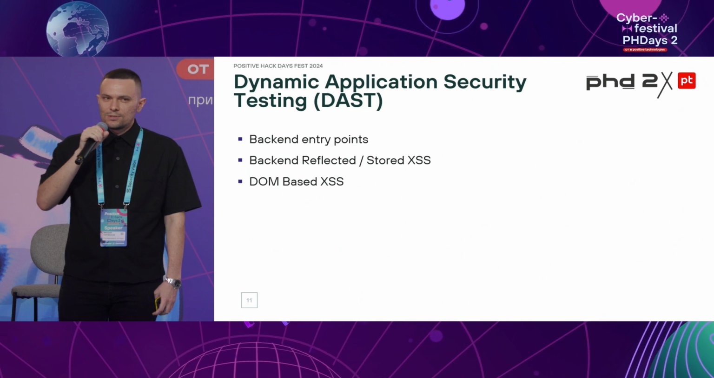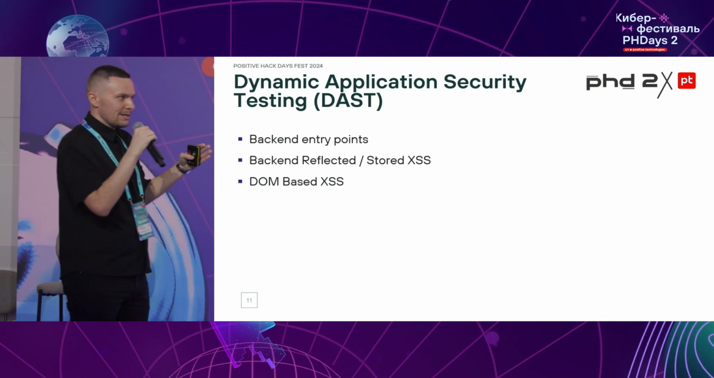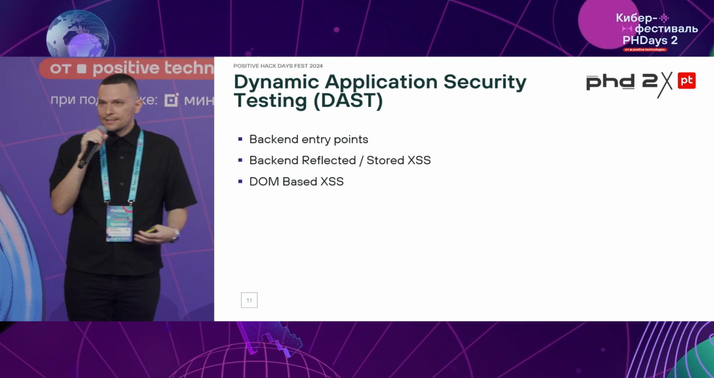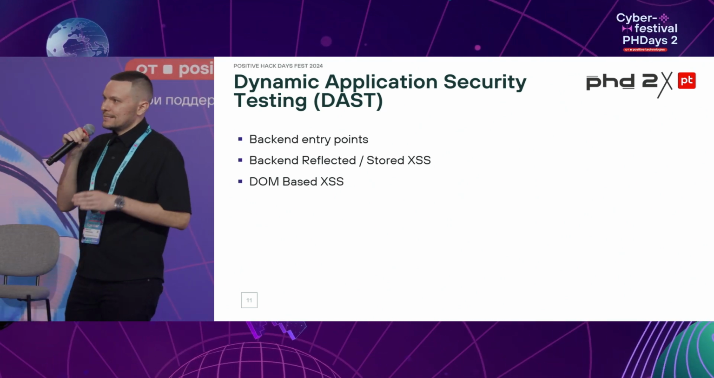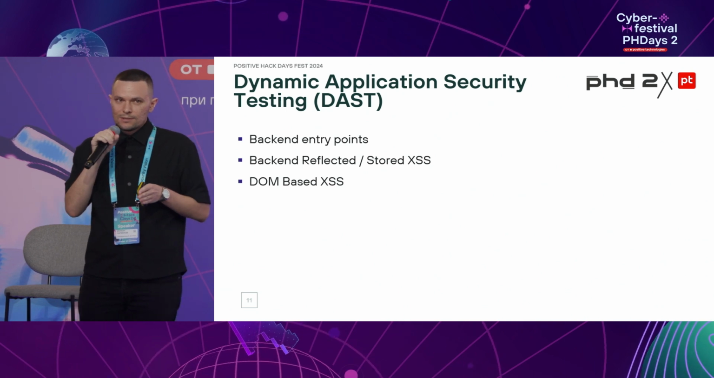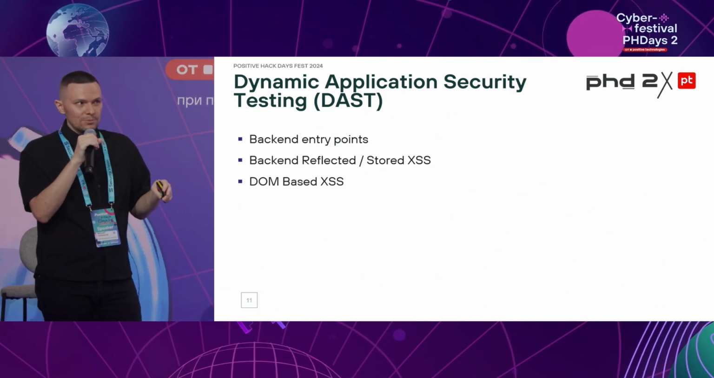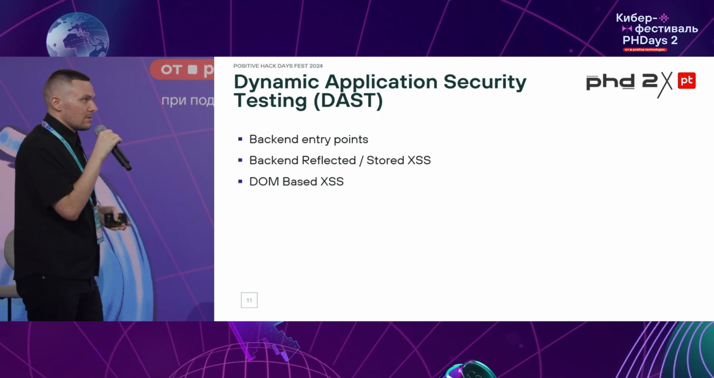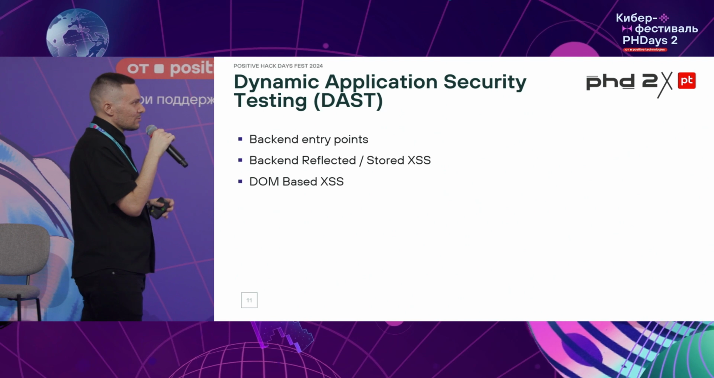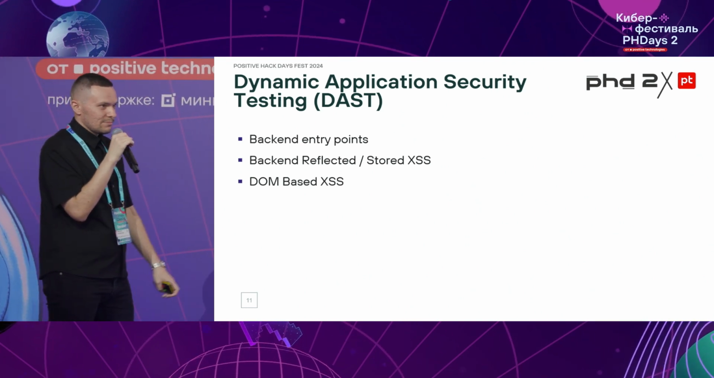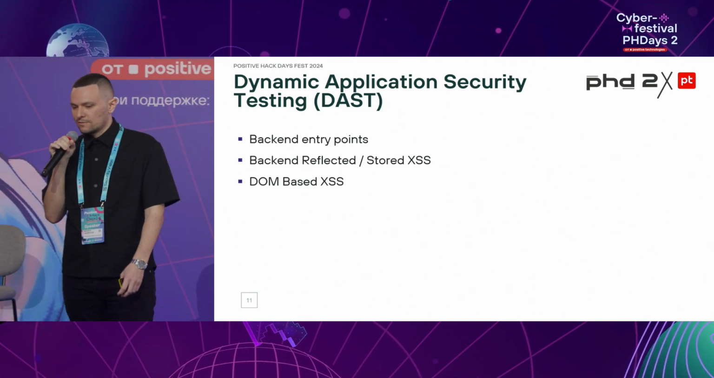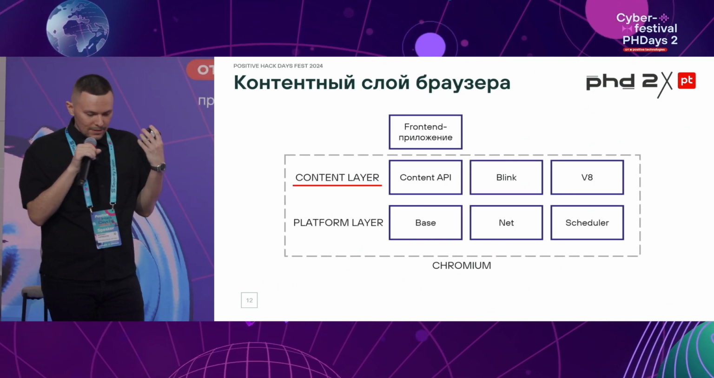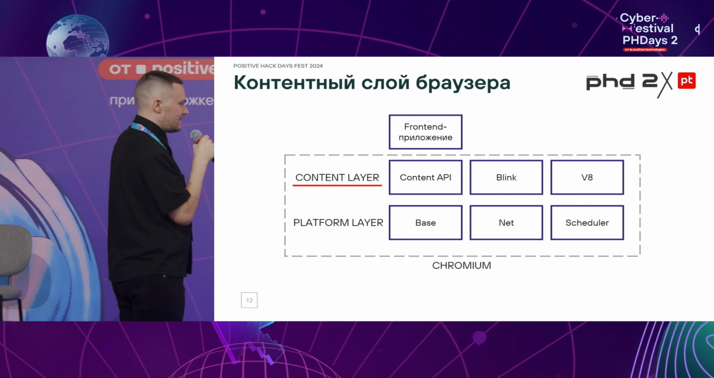DAST analyzers are normally used to identify entry points for the backend. This is to proceed with fuzzing API. Yes, DAST analyzers at the verge between the front and backend identify XSS, both reflected and stored ones. Speaking of the front-end side proper, it must be only DOM-based XSS, which runs without any backend participation.